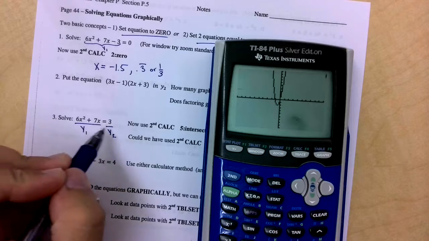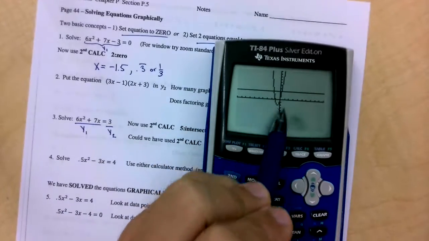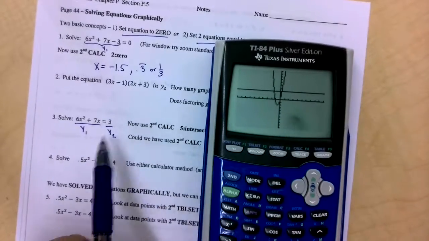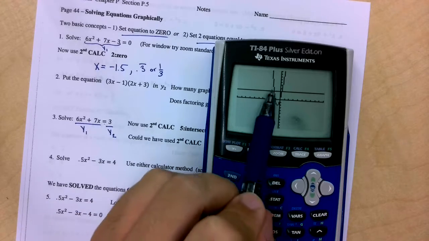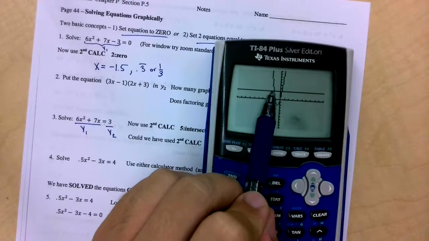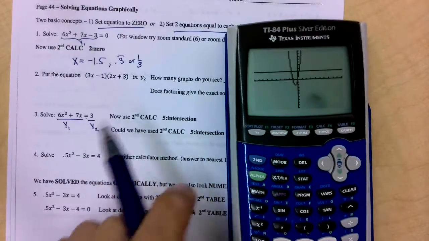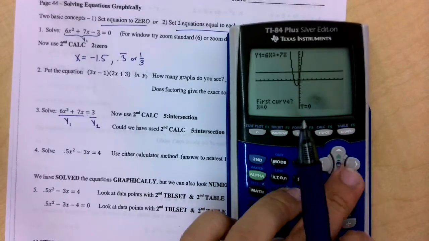So left side y1, right side y2, standard. So I get a parabola that looks a little bit different than the one we had before, and now I have this horizontal line. I am looking where they're equal. Where are they the same? Well, they're going to be the same at these intersection points. So that's why we want to do second calc, but now option 5 for intersect.